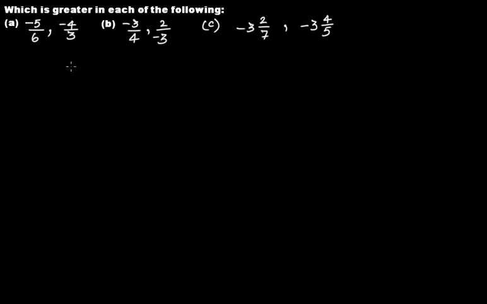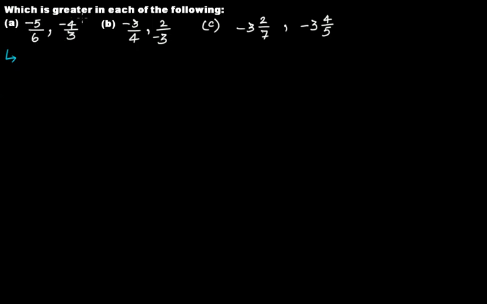In this video tutorial, we are going to solve some problems related to comparison of rational numbers. And the first problem is, which is greater in each of the following? A. Minus 5 over 6 and minus 4 over 3.